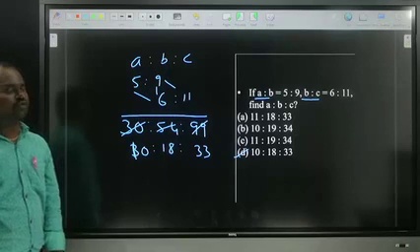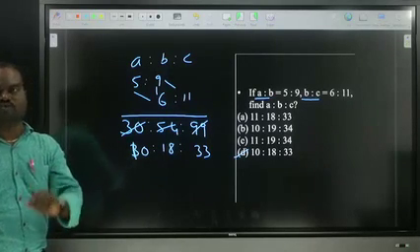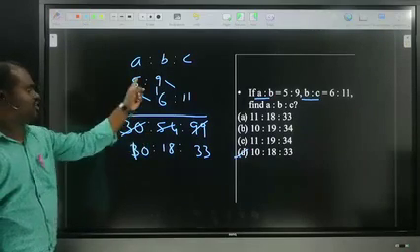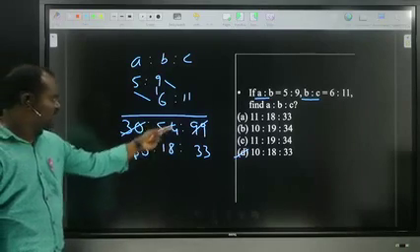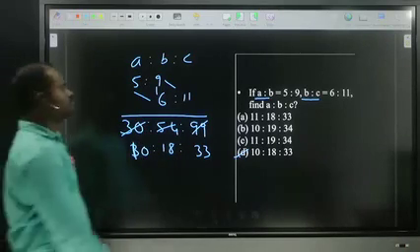Right. So what I said: first of all, below the A term write down, below the B term, below the C term: 5 sixes 30, 9 sixes 54, 9 elevens 99. After that, 3 tens, 3 eighteens, 3 thirty-threes. So 10 is to 18 is to 33. Right.